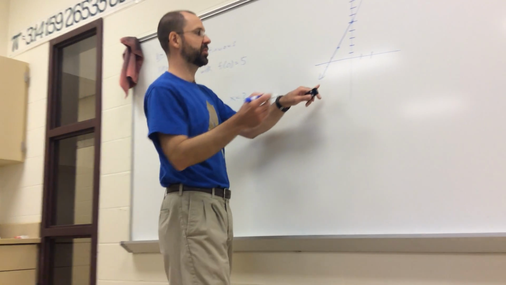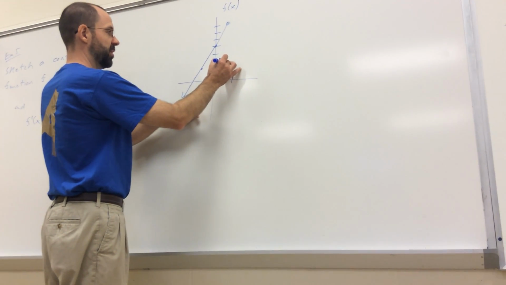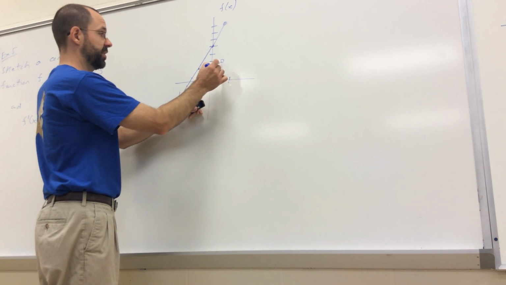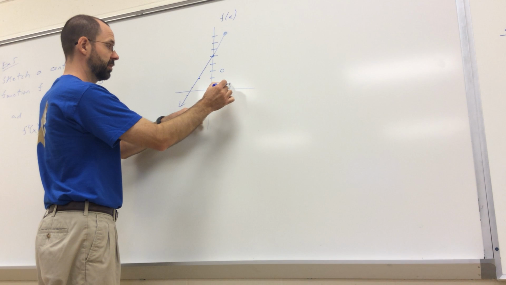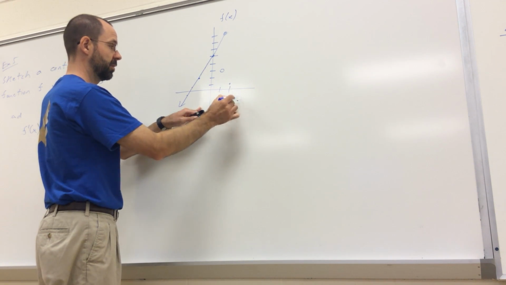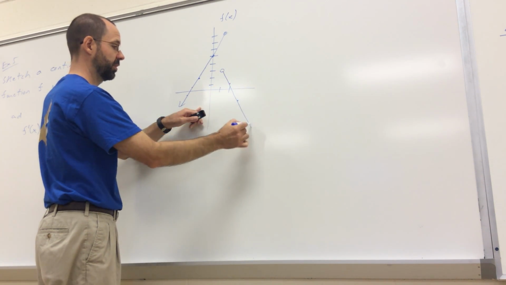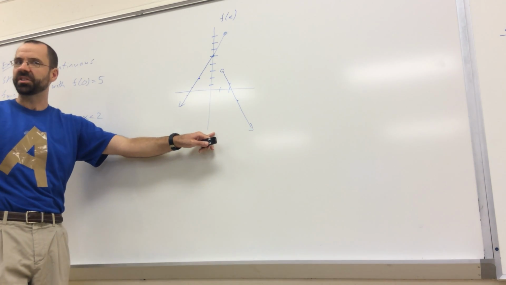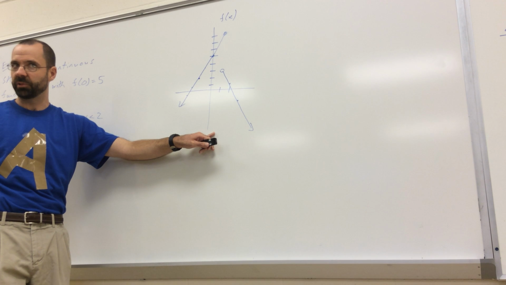So I'm not sure where to start. So maybe I'll start here. And then it's negative 2 for a slope. I'm not exactly right yet. Just give me a second. You're thinking good, Austin.